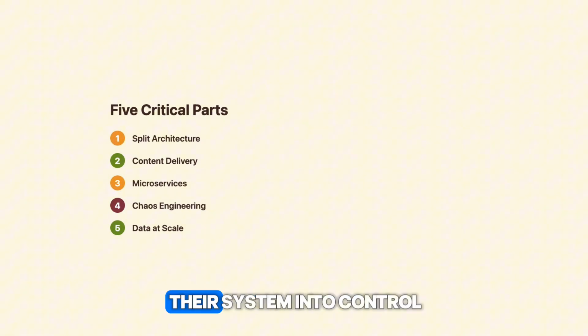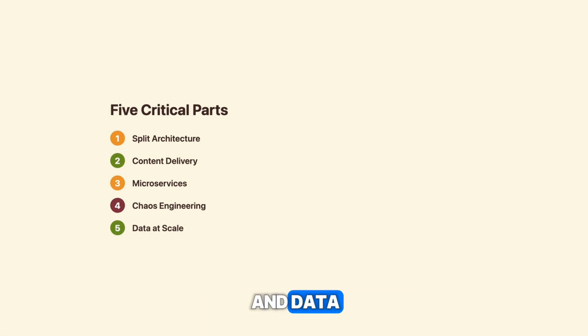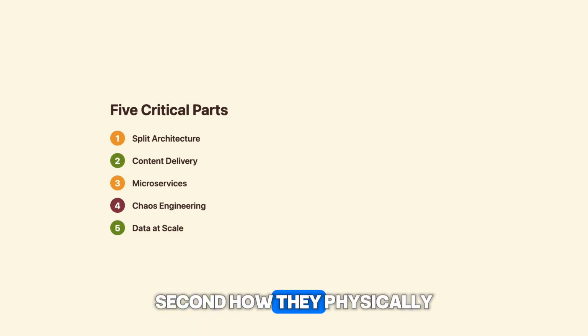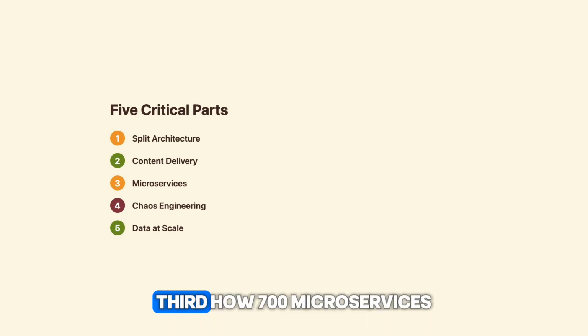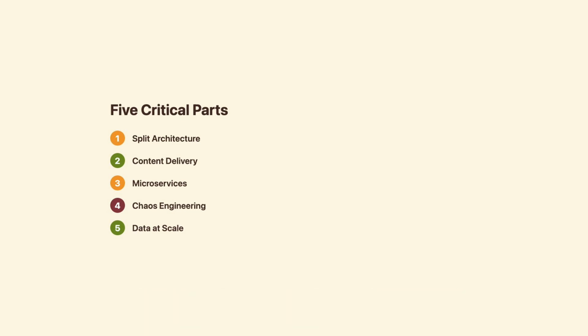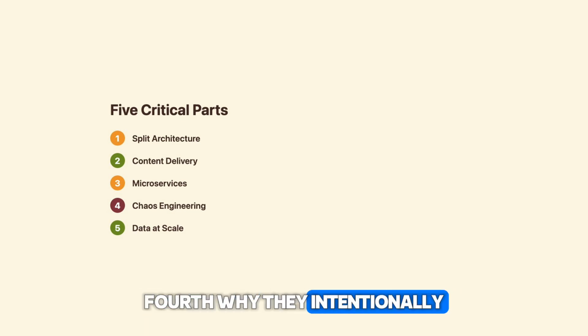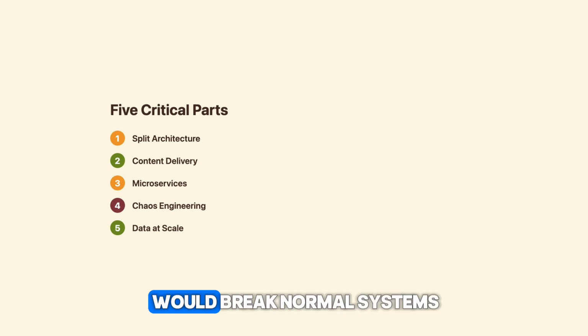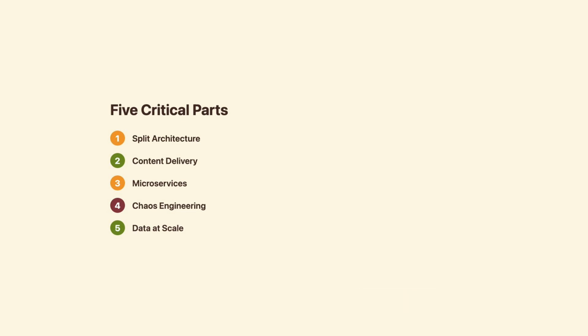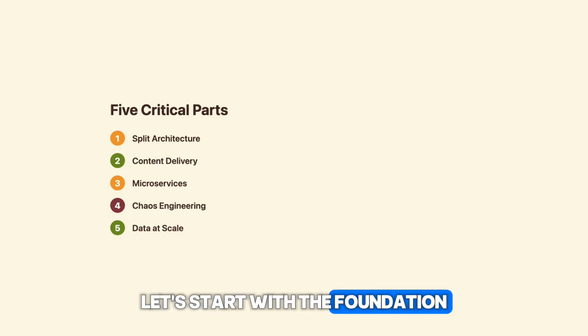First, how they split their system into control and data. Second, how they physically move content closer to you. Third, how 700 microservices work together without breaking. Fourth, why they intentionally destroy their own servers. And fifth, how they handle video at a scale that would break normal systems. Let's start with the foundation.